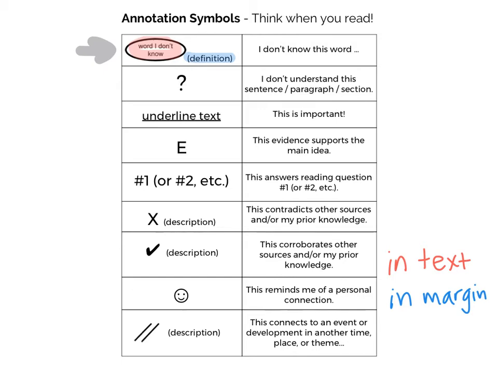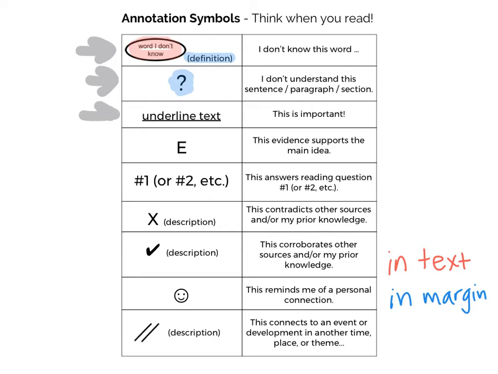The next symbol is a question mark, and this is going to be in the margin whenever you don't understand a sentence or a paragraph or a particular section. So you're going to write a question mark in the margin if you don't understand a general section of the reading. And that way you know that you can go and ask a friend about it or come back to your class and ask your teacher about it and make sure that you get an understanding of that word or that, not word, but sentence, paragraph, or section.